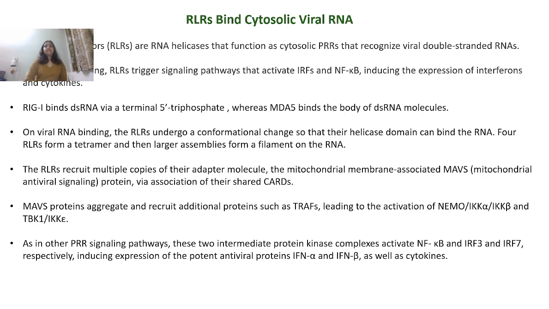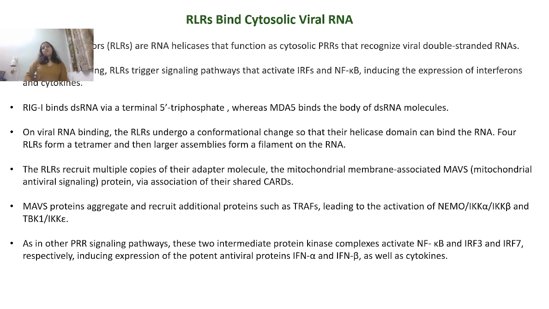After PAMP binding, RLRs trigger signaling pathways that activate IRFs and NF-kappa B, inducing the expression of interferon and cytokines. RIG-I binds double-stranded RNA via the terminal 5' triphosphate, whereas MDA5 binds the body of the double-stranded RNA molecule. So there are two types of RIG-I-like receptors, RIG-I and MDA5. RIG-I can recognize the 5' triphosphate present in the virus, whereas MDA5 can recognize the whole double-stranded RNA molecule.